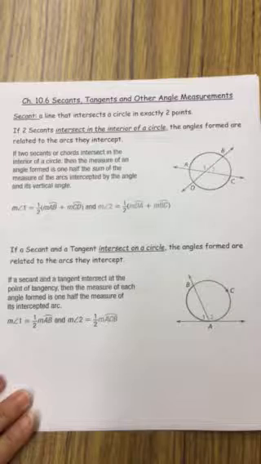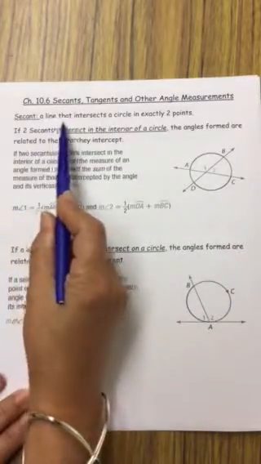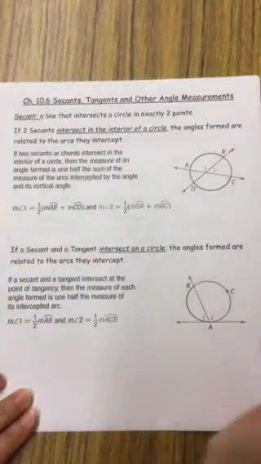Okay, so today we're going to be talking about secants, tangents, and other angle measurements. So basically, what a secant is and how secants and tangents can form angles in a circle. We talked about tangents the last time we met. Remember, a tangent is a line that touches a circle in one point. It's perpendicular to the radius. But then we have a secant as well. The definition of a secant is a line that intersects a circle in exactly 2 points.